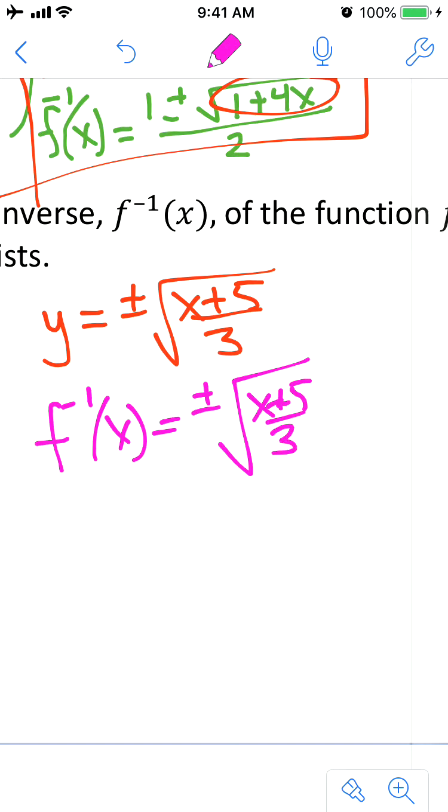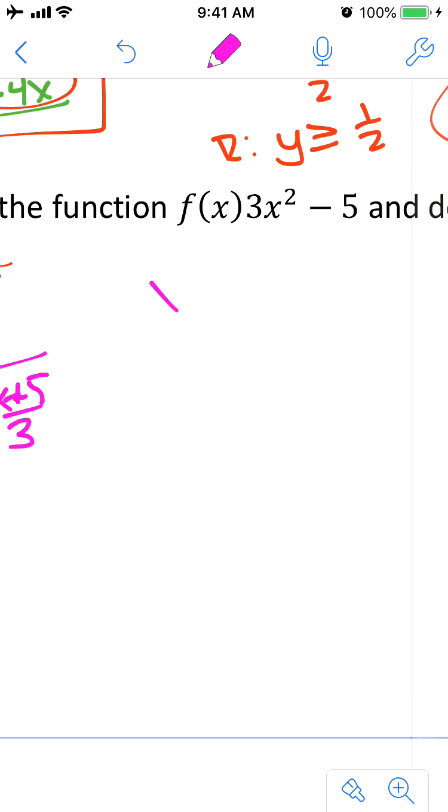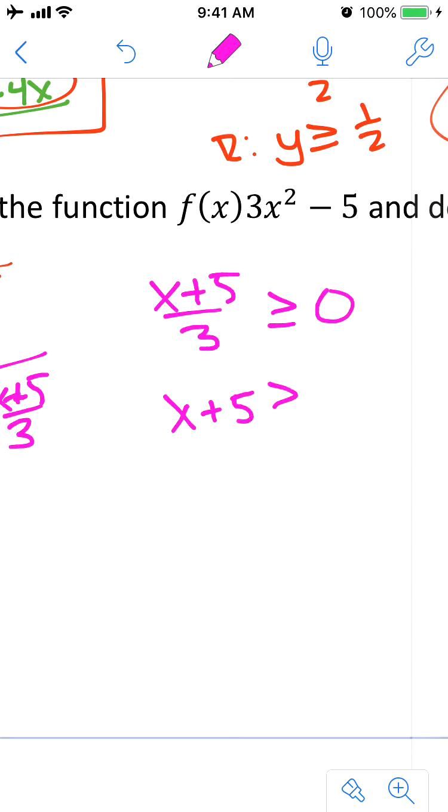Alright, we run into the same problem here, that we have a radical. Radicals cannot be negative, so we want to figure out what would make that negative. x plus 5 over 3 has to be greater than or equal to 0. Multiply by 3 to both sides, you get x plus 5, and this actually stays 0 because 3 times 0 is 0. Then you subtract 5. Oh, x has to be greater than or equal to negative 5. Well, that makes sense.